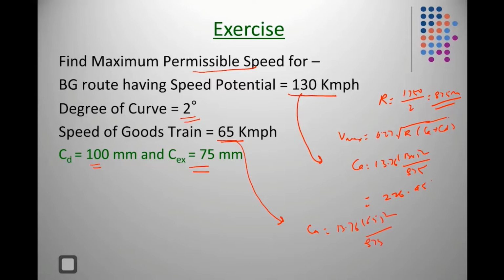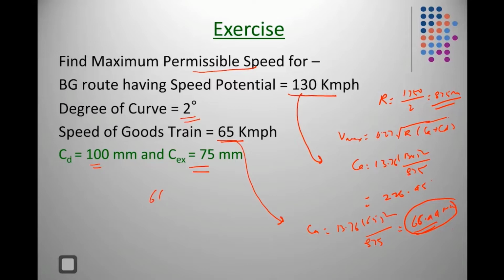This becomes equal to 13.76 into 65 whole square divided by 875. This comes as 66.44. ठीक है? So as I mentioned, what normally we do, हमें लगा कि गुड्स के लिए मुझे कैंट इतना चाहिए 66.44. So गुड्स वाले में मैं कैंट एक्सेस ऐड करूंगा. So what I will do, I will make it 66.44 plus 75.